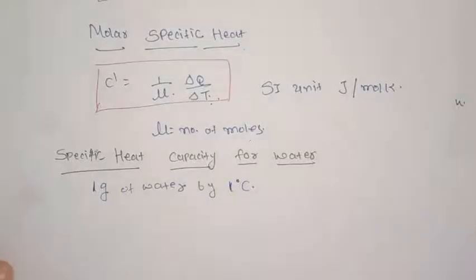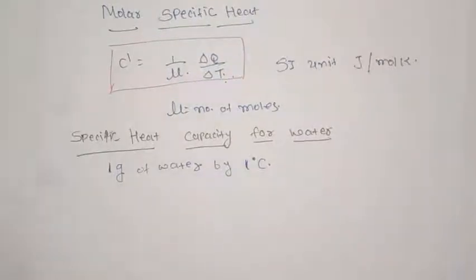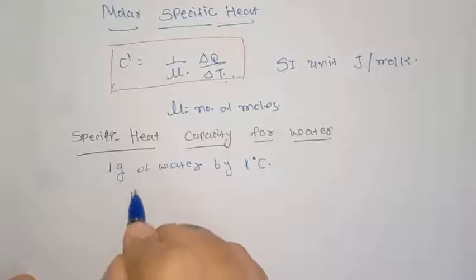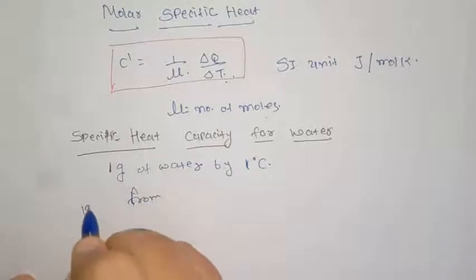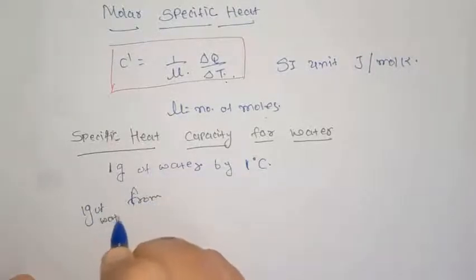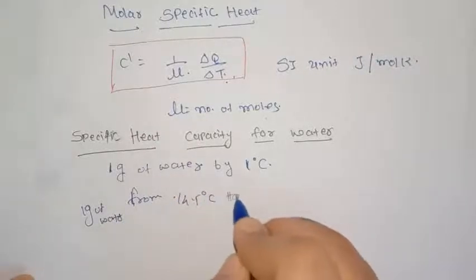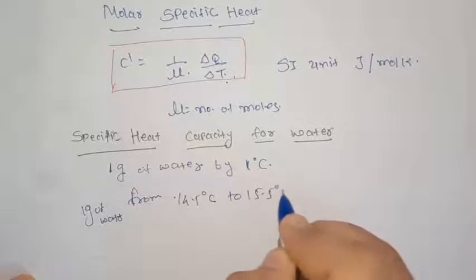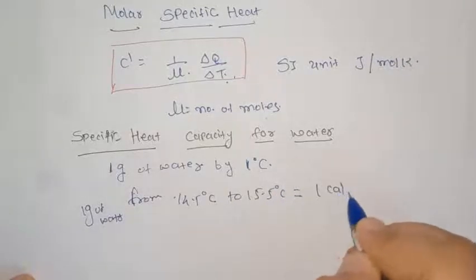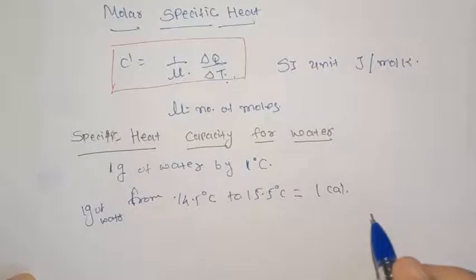So, to define calorie more precisely, it was necessary to specify the unit temperature interval. Then finally, we may define 1 calorie as the amount of heat required to raise the temperature of 1 gram of water from 14.5 degrees Celsius to 15.5 degrees Celsius. That is equal to 1 calorie.